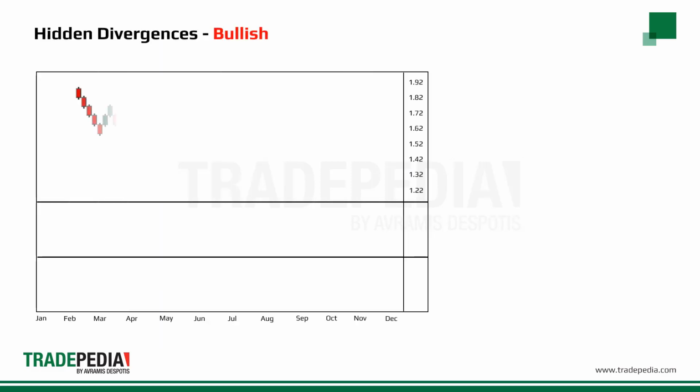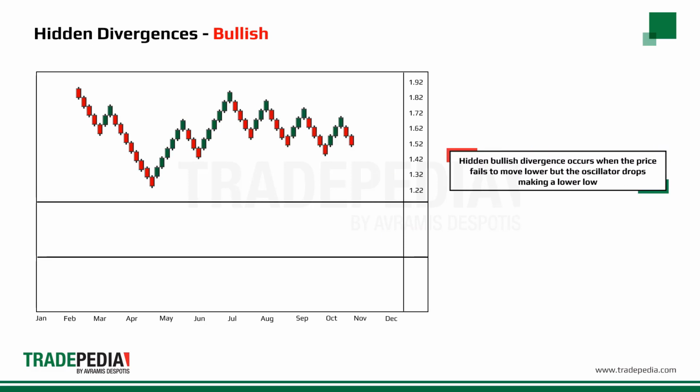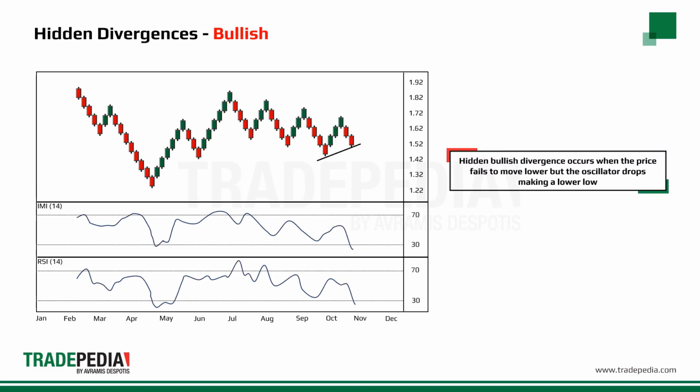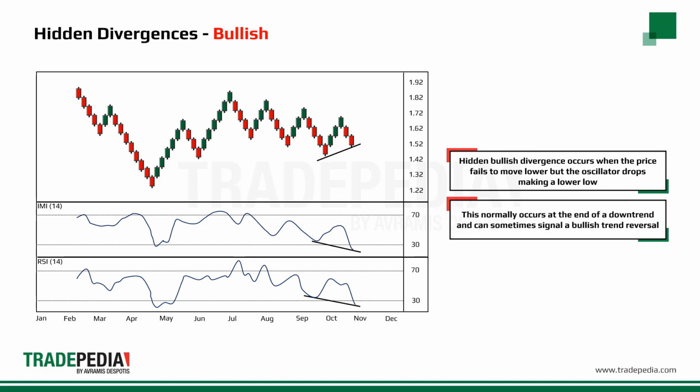How to spot hidden divergences. Hidden bullish divergence occurs when the price fails to move lower, but the oscillator drops, making a lower low. This normally occurs at the end of a downtrend and can sometimes signal a bullish trend reversal.